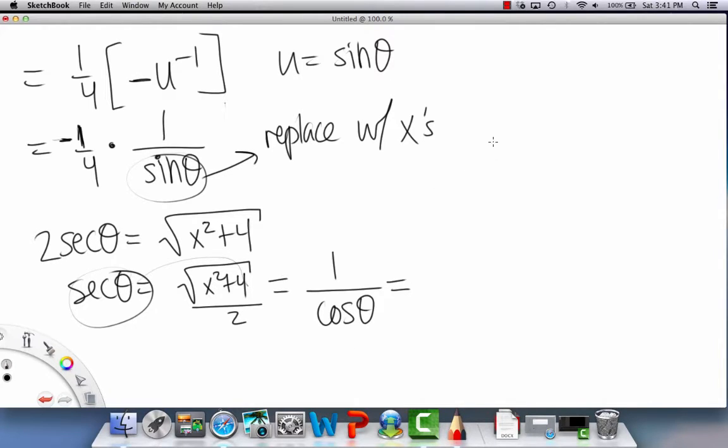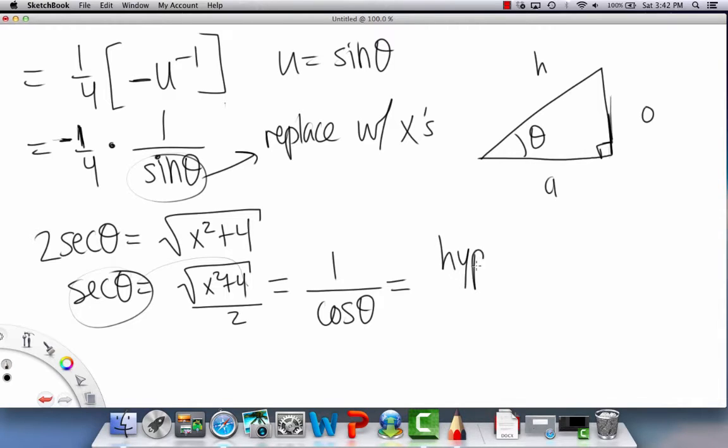So let me draw a little triangle to the side here. Okay, that was a pretty straight line. Not the second one, but okay. So pretend this is a right triangle. Here's your right triangle, and here's theta, and we have the adjacent side, the opposite side, and the hypotenuse, right? So 1 over cosine would actually be hypotenuse over adjacent, right? This is actually the formula for secant.